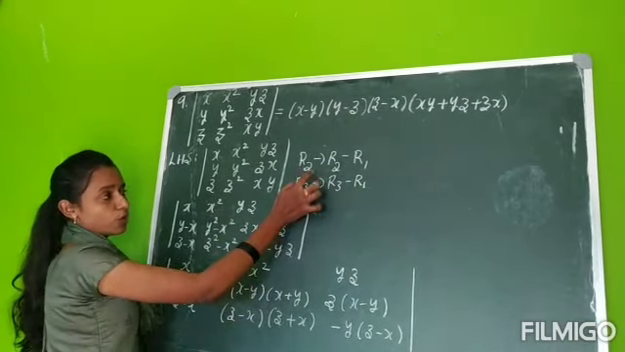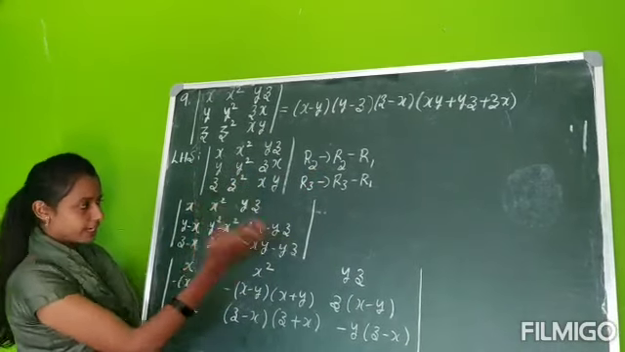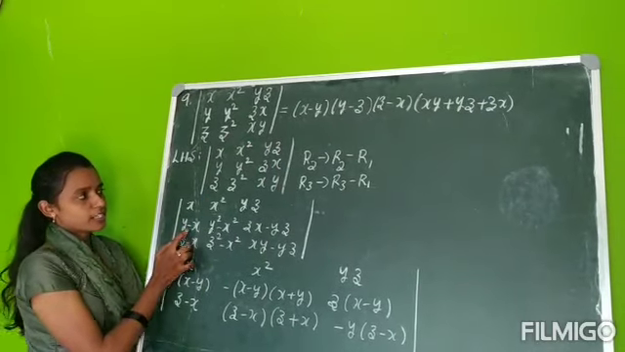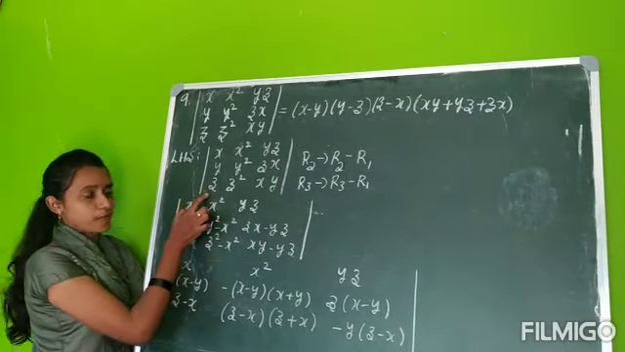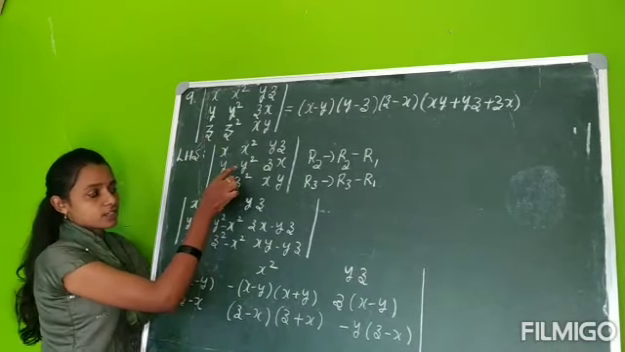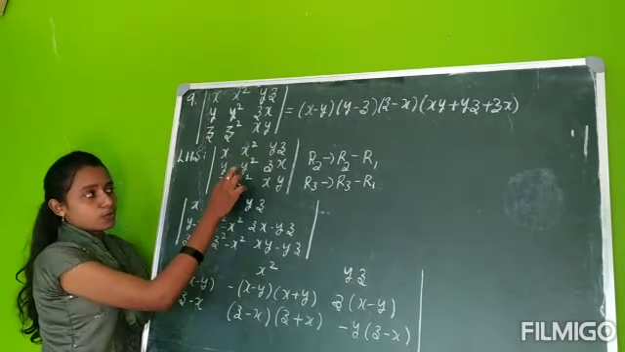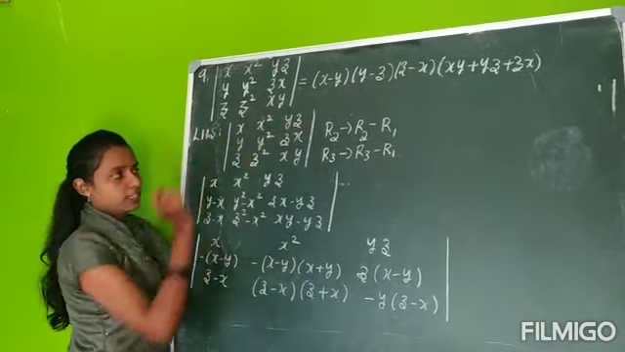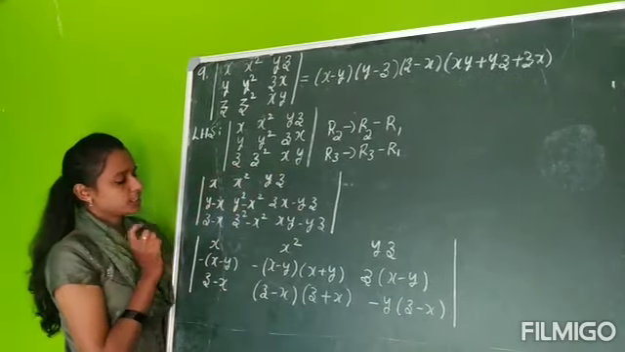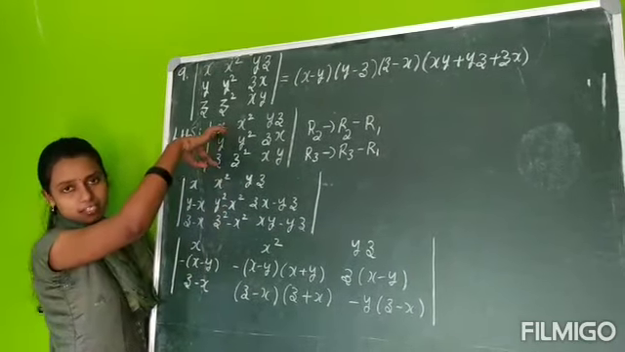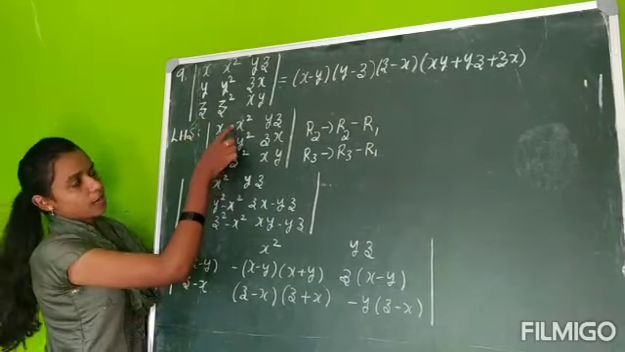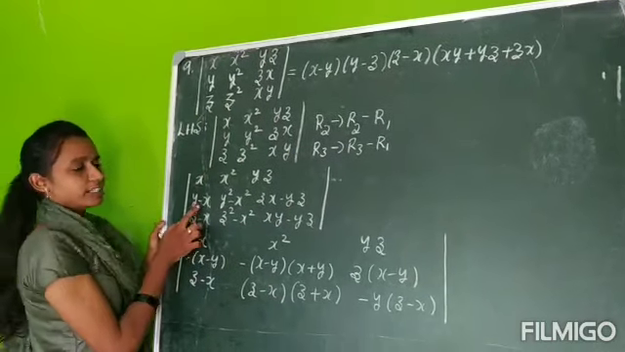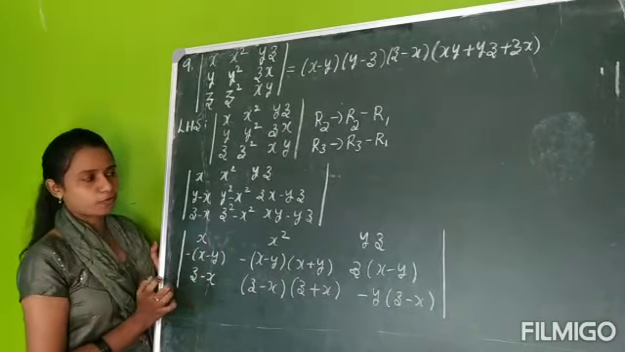Once you apply these two operations for these two rows, you will get the determinant with the first row elements as it is. In the second row it is y minus z, that is R2 minus R1. Next is y square minus x square, R2 minus R1. Next is zx minus yz. Similarly, in the third row, which is z minus x, R3 minus R1, right? Next is z square minus x square, then xy minus yz. In this, I'll write it in a simple form.